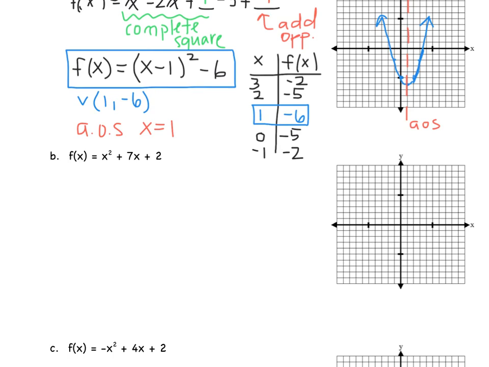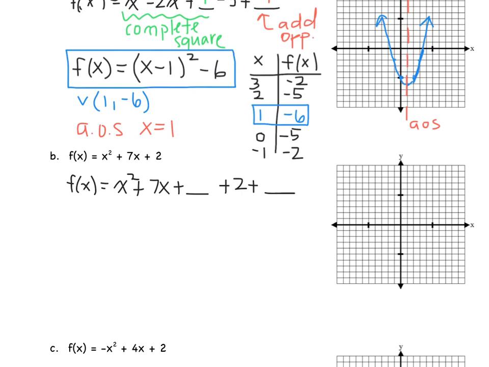All right, let's try this next one. All right, this next one isn't going to be so pretty because that b value of 7 is not even, right? So we'll have to see what we get. So let's first rearrange it. f of x is equal to x squared plus 7x plus a blank, move the plus 2 over a little bit, and then we have another blank for compensation, okay?